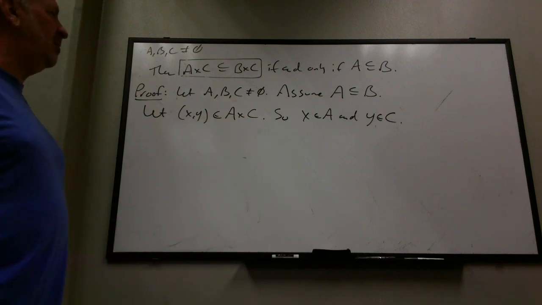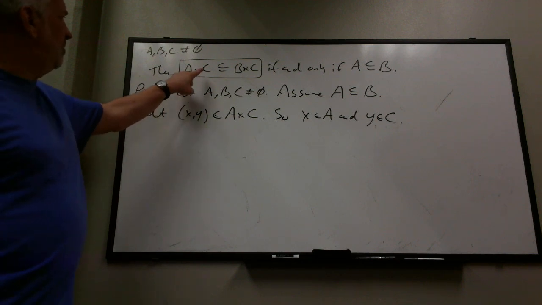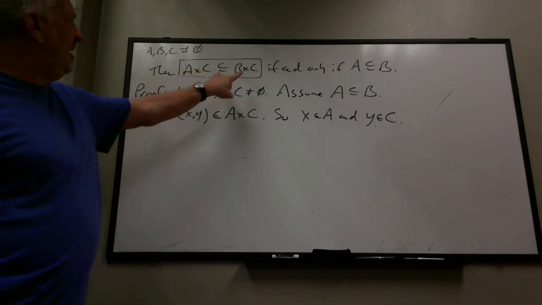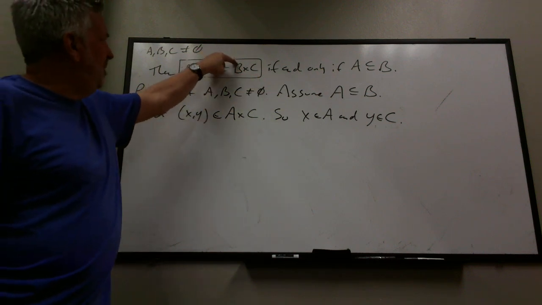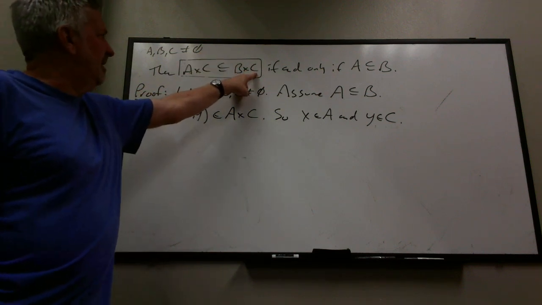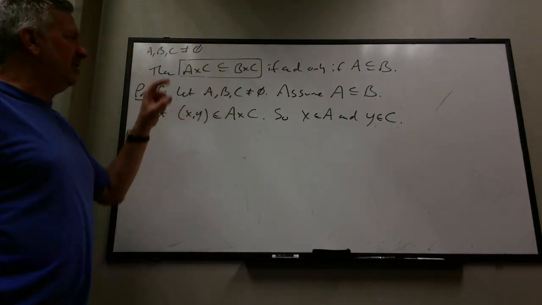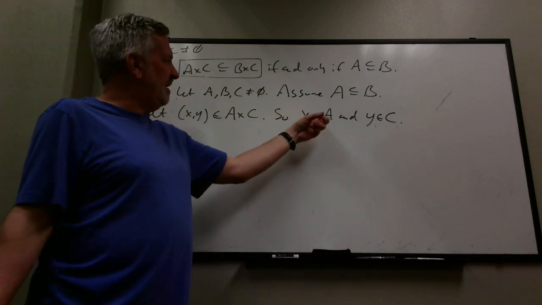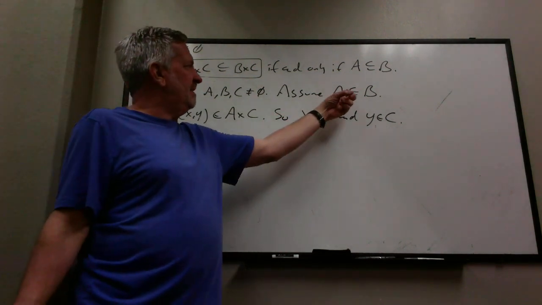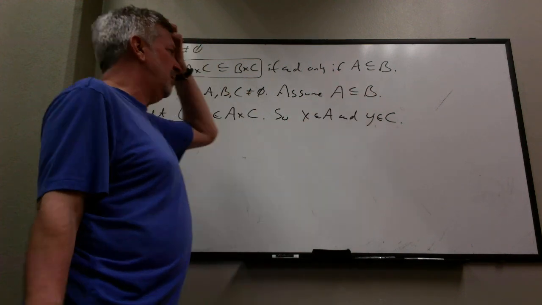Now let's think about what we're trying to get to. I started with xy in A cross C. I'm trying to get xy is in B cross C. So what do we need? We need x is in B and y is in C. Well, we already have y is in C, so the only thing left to show is that x is in B. Now, why is x in B? Well, we said x was in A. A is a subset of B. Anything in A will also be in B. So that's what we need.